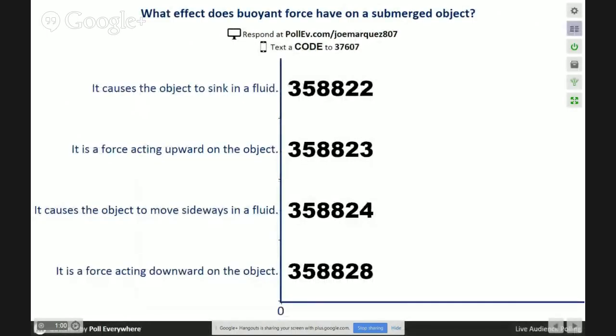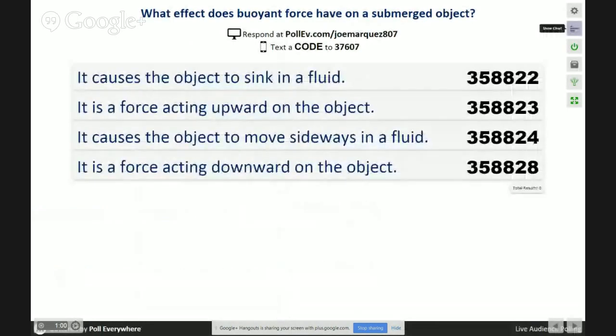Okay, we're almost done. What effect does buoyancy have on a submerged object? I'll give you a hint. It's the same effect it has on an object that is not submerged. In fact, it's the same effect buoyancy has on all objects. What does buoyancy want to do to objects?